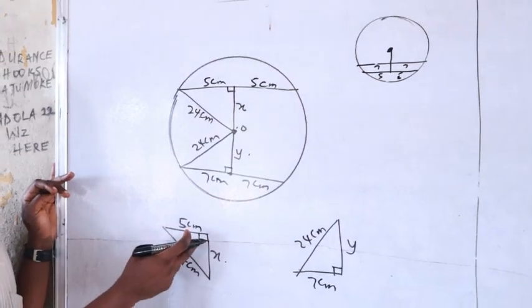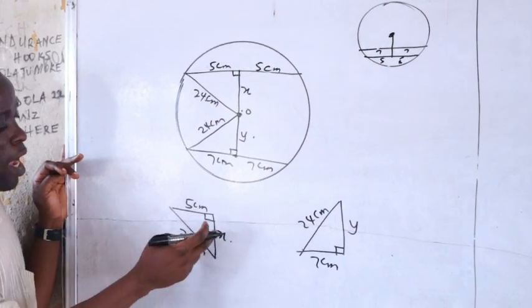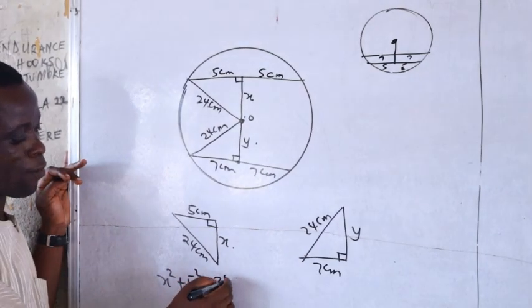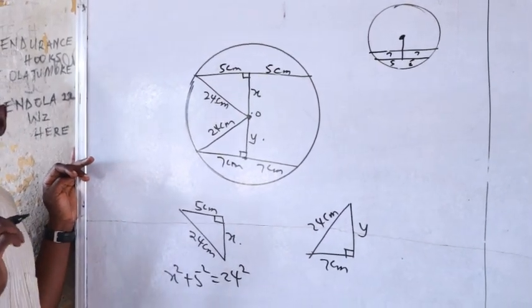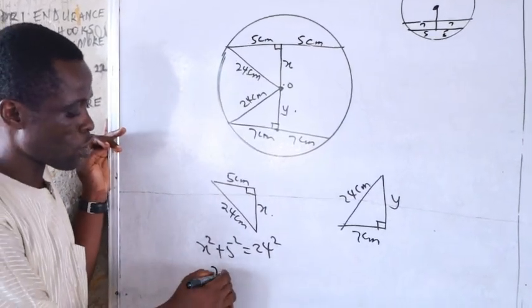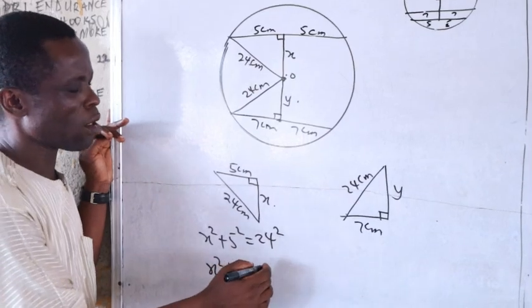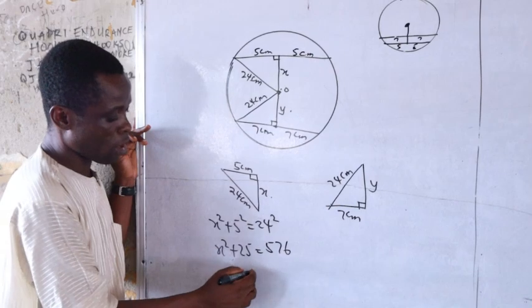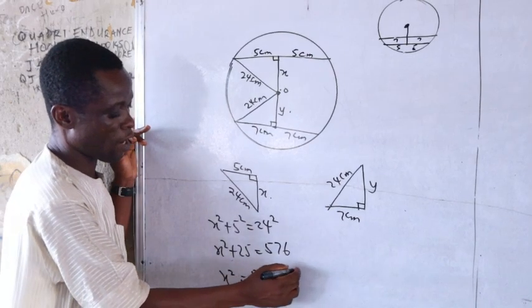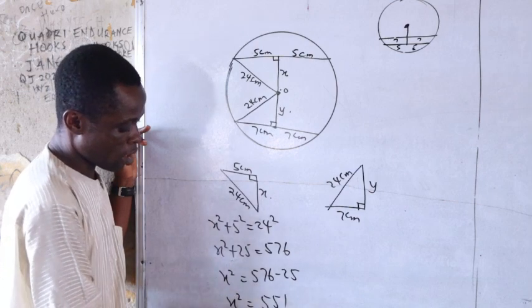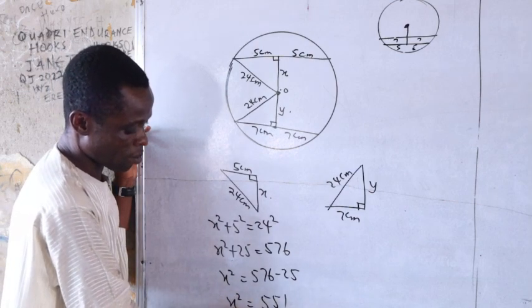Where this right angle is facing is the hypotenuse. So s squared plus 5 squared is equal to 24 squared. It is that hypotenuse that always stands on its own. So s squared plus 25, that is 5 squared, equals 24 squared, which is 576. Then s squared is equal to 576 minus 25. What do we have? 551. Square root of that is 23.47.